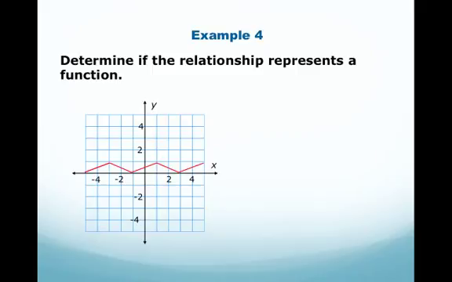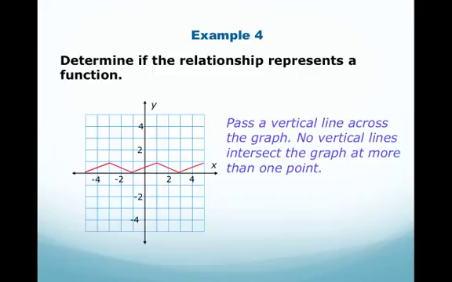Example 4. Determine if the relationship represents a function. So once again on this graph, we're going to use the vertical line test. Remember, if the vertical line touches the graph more than once, it's not a function. In this case, you'll notice that the vertical lines only touch the graph once. So in this case, this graph represents a function.